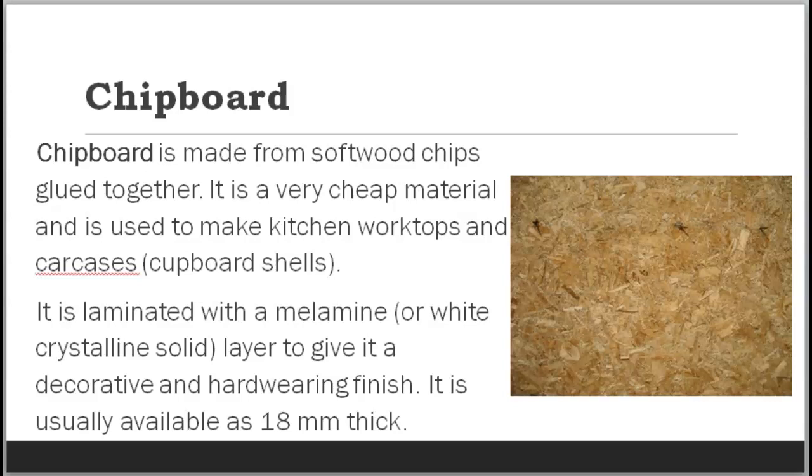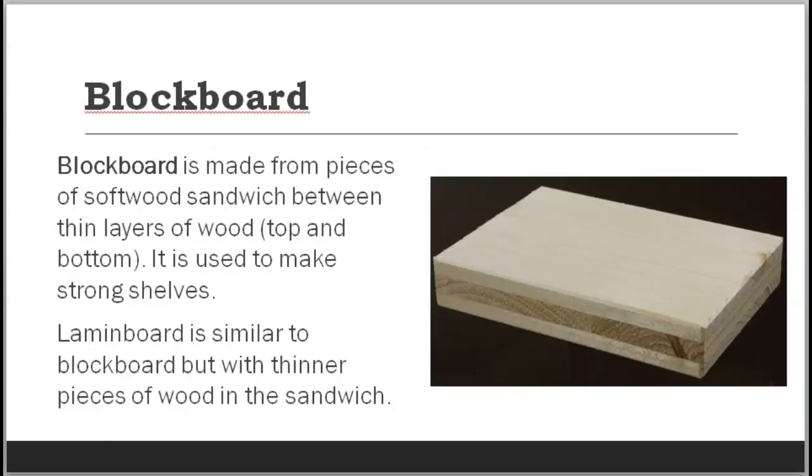Let's look at blockboard. A blockboard is made from pieces of softwood sandwiched between thin layers of wood. It is used to make strong shelves. Compared to blockboard, we have what is known as laminate board, which, instead of using large pieces of softwood, uses very thin pieces of wood in the sandwich.